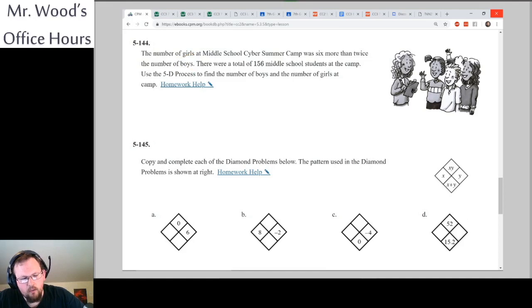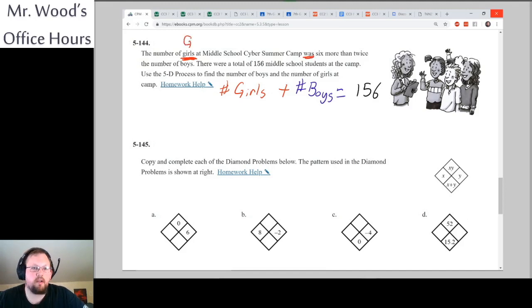So I know in this problem that the number of girls plus the number of boys equals a total number that they gave me, which was 156. Okay, so I know that I've got these 2 sorts of pieces of information. I know the number of girls plus the number of boys was equal to 156, and it tells you the number of girls was, which means that I could make the letter G. If you want to use G for girls, you can do that. A lot of people would like to use the letter X, which is also fine.